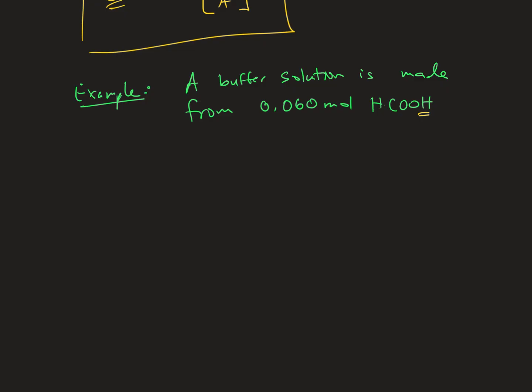So it's made of that number of moles of formic acid and 0.050 moles of its conjugate base. What's its conjugate base? HCOO minus, in 1 liter of water. We want to know what the pH is. You also have to be given the Ka value, which is 1.8 times 10 to the negative 4.